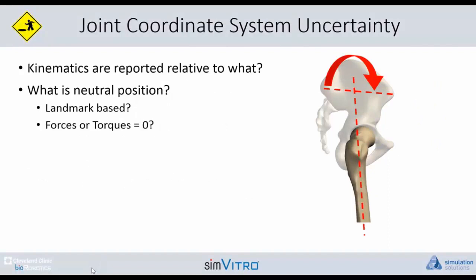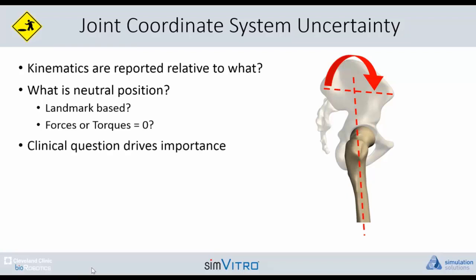So those are the first three, understanding you have the right local coordinate system and the right joint coordinate system. And then we want to look at the uncertainty in all this. So if I'm defining the femur moving relative to the pelvis, well, what's the baseline? What's the neutral position that I'm going to define? And it's a ball and socket joint, so it's not obvious. It's not a simple landmark, and there's pelvic tilt variances from person to person. So do we define these things as certain forces or torques equal to 0?